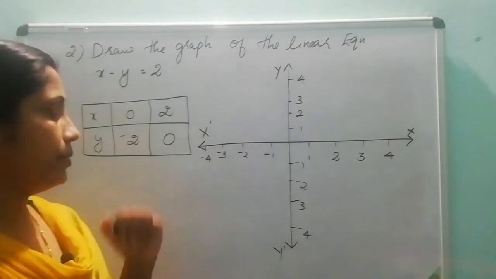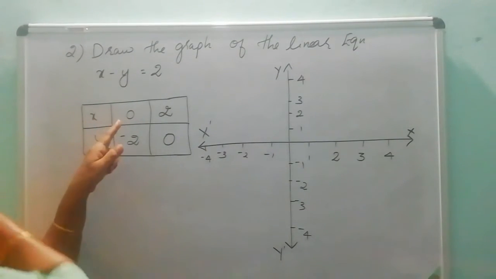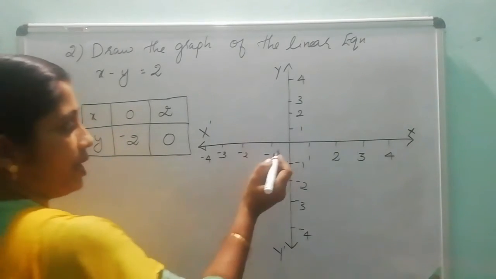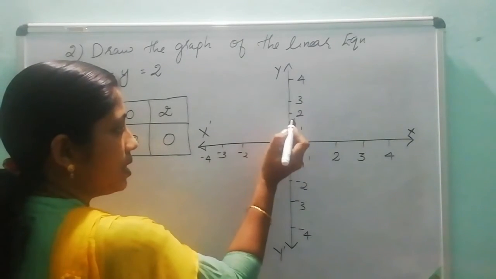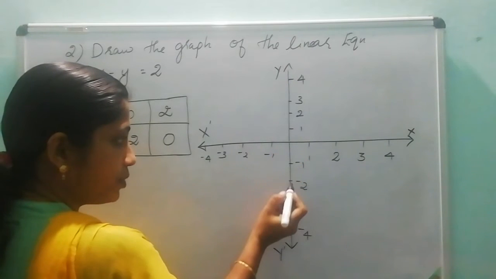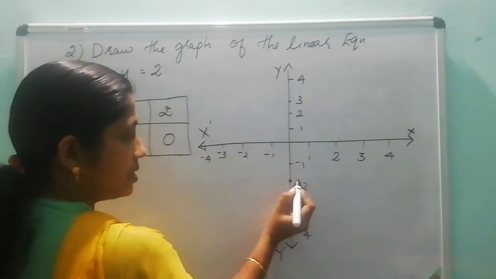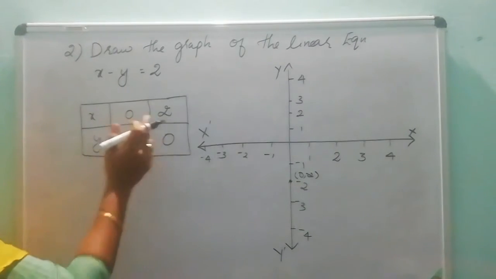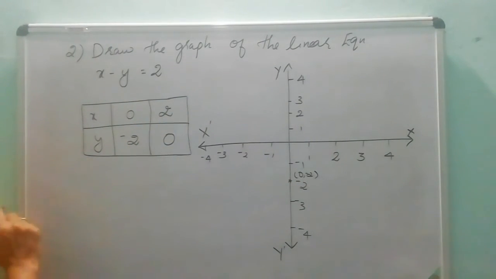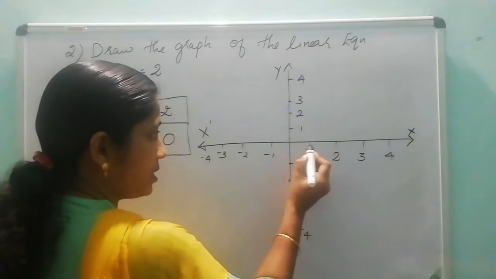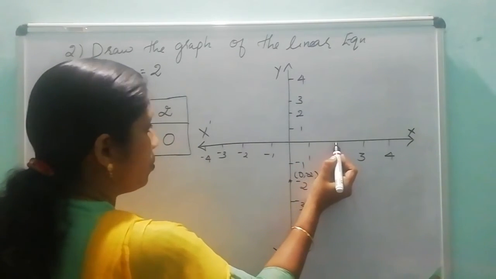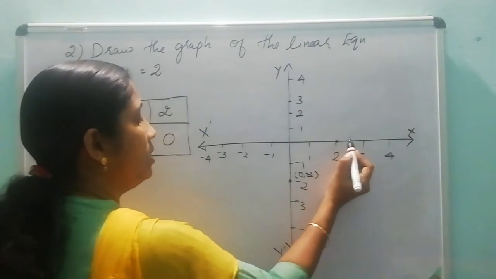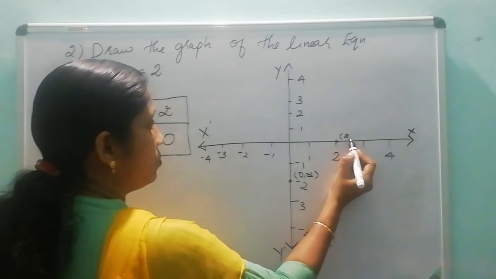Okay, then we can draw the graph, mark the points there. First point is 0, minus 2. X is 0, y is minus 2. So we have to move here, that is 0, minus 2. Okay, then next value x is 2, y is 0. Then you have to move to 2 on the x-axis, x is 2, y is 0. So the point will be on the x-axis, x is 2, y is 0.